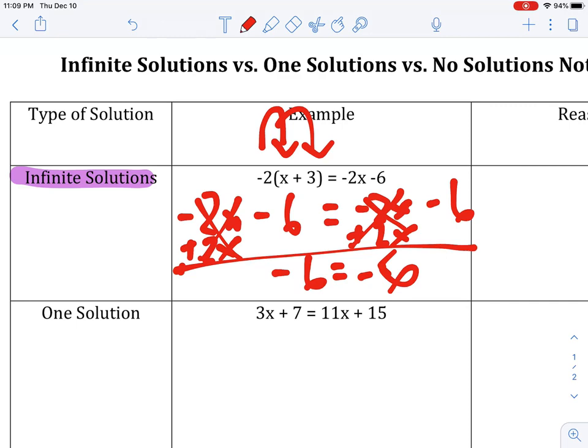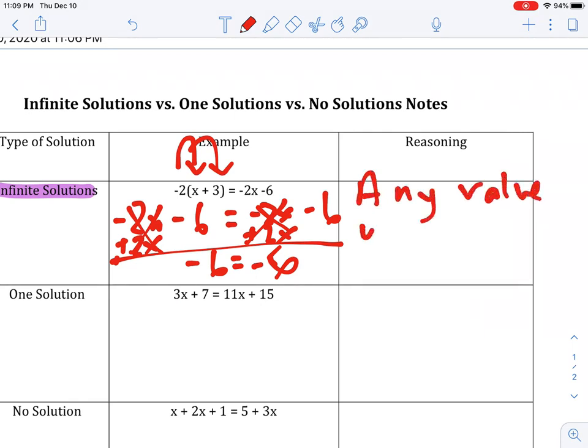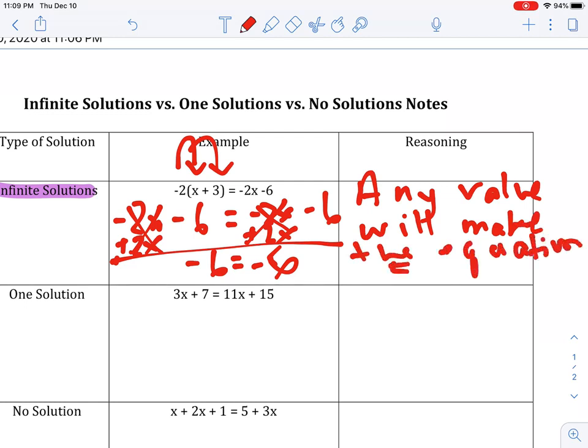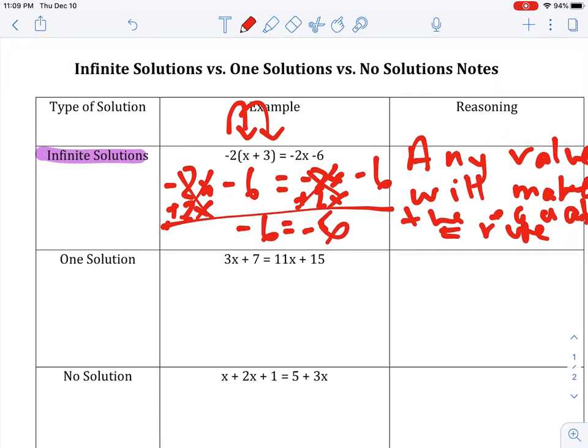So this example is infinite solutions, and the reasoning is any value will make the equation true. So you could put any number in for x and you would get the exact same thing. It would be a true statement with any value that you put in for x.